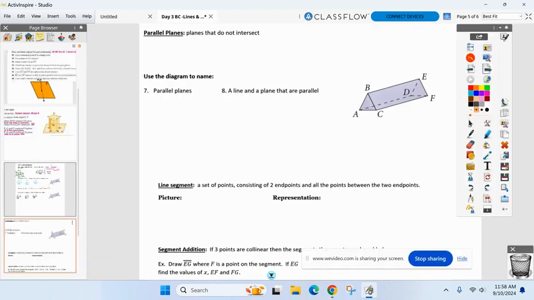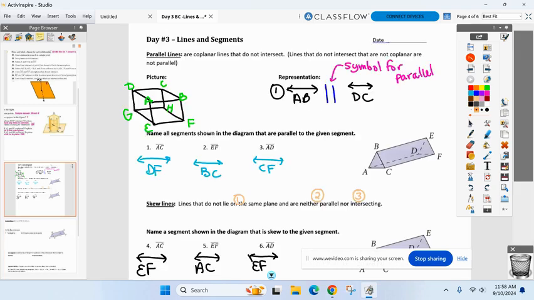I think that's the toughest vocabulary term I got for you. I'm not going to have you do a diagram for the next one, parallel planes: two planes that don't intersect. If you look at your cube real quick, could you give me two planes that don't intersect?